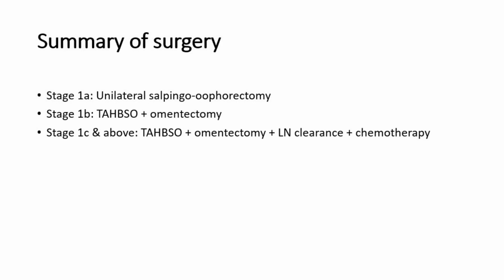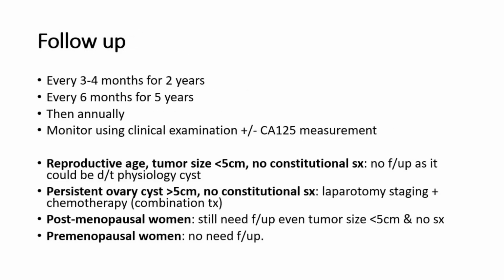For follow-up, it can be done every 3 to 4 months for 2 years, and then 6 monthly for 5 years, then annual follow-up. In follow-up, we monitor using clinical examination plus or minus measurement of the CA125 tumor marker. The follow-up schedule will be different for different age groups, and also for postmenopausal and premenopausal women.